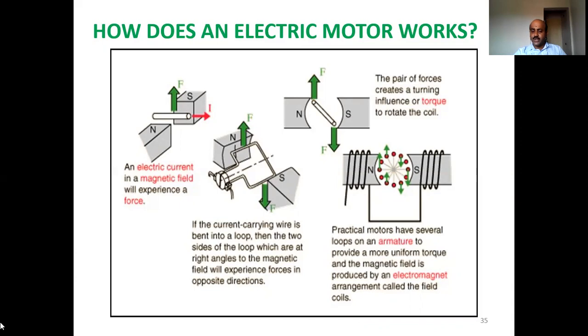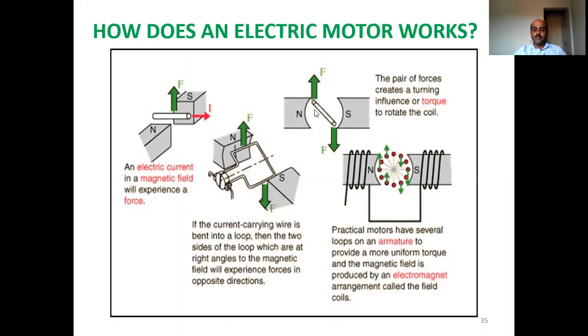So what does it say? Two equal and opposite forces. The pair of forces creates a turning influence, or a torque, which rotates the coil. This is the basic principle. When two equal and opposite forces act, they constitute the turning force, which we generally term a torque, and the effect of the torque is to rotate the coil. This is what we are showing in this diagram. You can see here the coil is rotating because of the two equal and opposite forces acting on the coil.